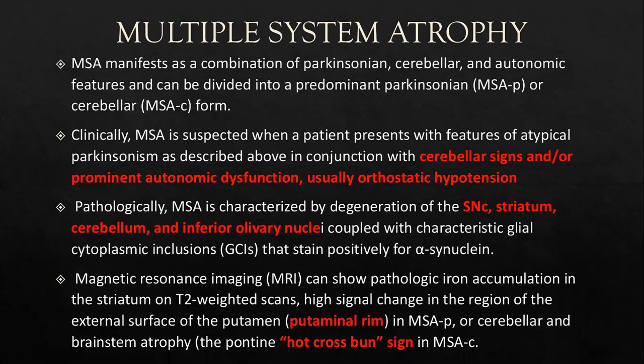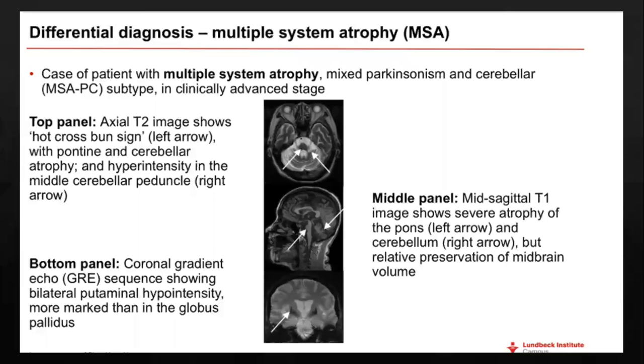Pathologically, MSA is characterized by degeneration of the substantia nigra, striatum, cerebellum, and inferior olivary nuclei, along with characteristic glial cytoplasmic inclusions that stain positive for alpha-synuclein. Magnetic resonance imaging, MRI, can show a high signal change in the region of the external surface of putamen, a putaminal rim in MSA-P, or cerebellar and brainstem atrophy, as in the hot cross bun sign in MSA-C. So the first picture shows the hot cross bun sign, that is cerebellar atrophy and pontine atrophy. The middle one shows severe atrophy of pons and cerebellum, again with relative preservation of midbrain volume, and the third picture shows a sequence of bilateral putaminal hypointensity more marked than in the globus pallidus.